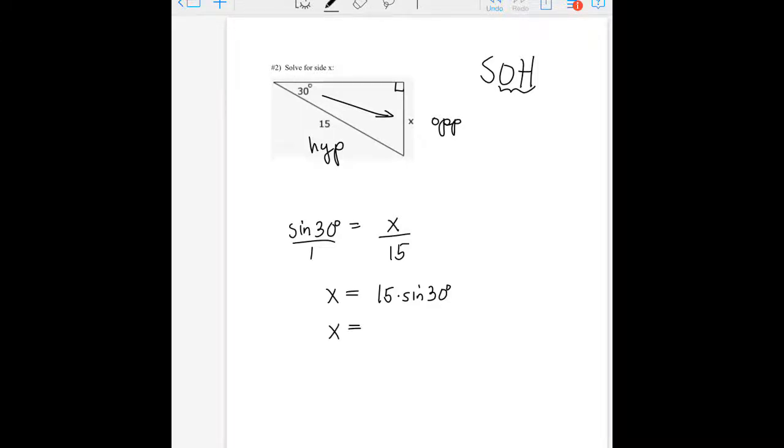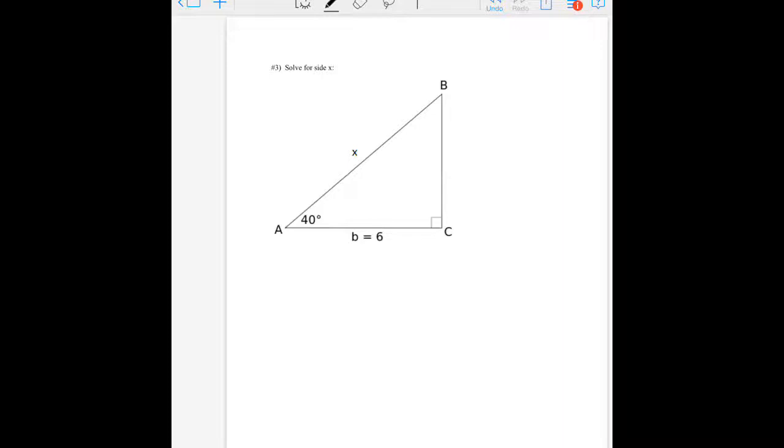And then if you were asked for the decimal value, it actually comes out to exactly 7.5. You do not have to round the answer, so that is an exact answer as well. So x, side x, the opposite side, has a length of 7.5. Let's try another example. So in this problem here, we have our angle of 40 degrees. We're solving for side x, which happens to be the hypotenuse.